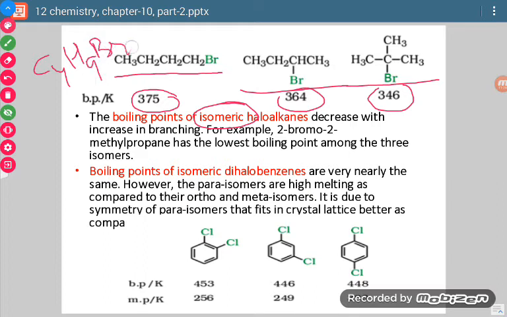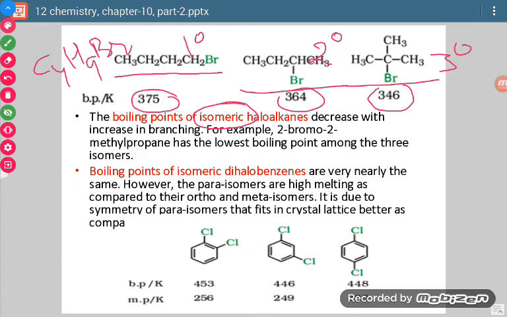C4H9Br. All are having the same formula. Now see, what is the difference? This is primary, this is secondary, and this is tertiary. So as we move from primary to secondary to tertiary, what happens? Branching increases. Because of increase in branching, there is decrease in surface area. So because of decrease in surface area, the extent of interaction between the molecules decreases.